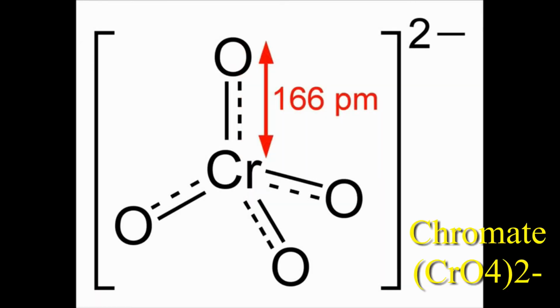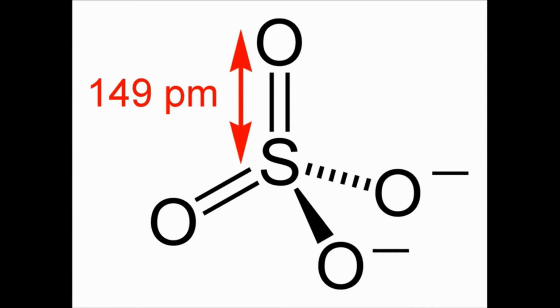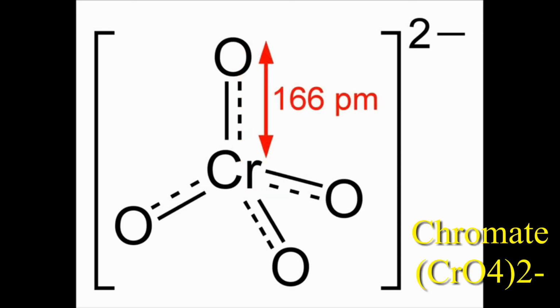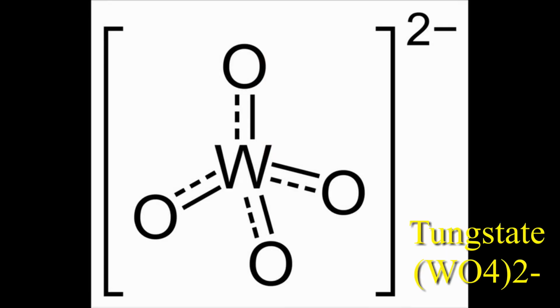And it's almost the same, it's just that the distance is a little different. See, the sulfate was 149, the chromate is 166. So a little further away. And also we'll do it with tungsten. So there's a tungstate here, and that's this one here. And notice it says W in the middle. That's tungsten, for wolframite. And this also has a 2- charge.